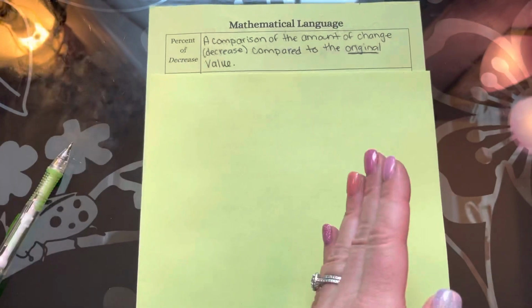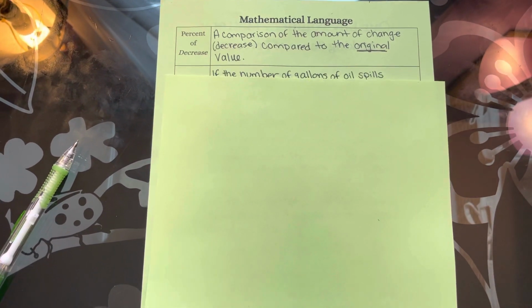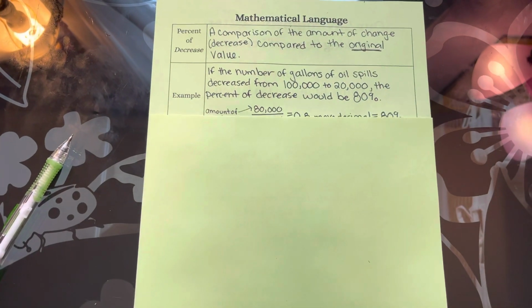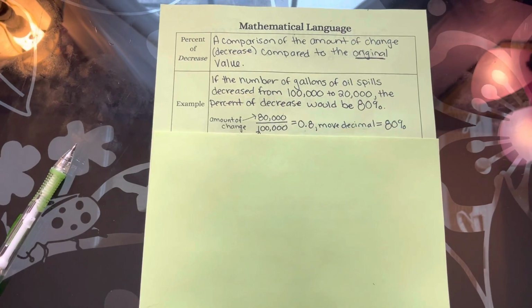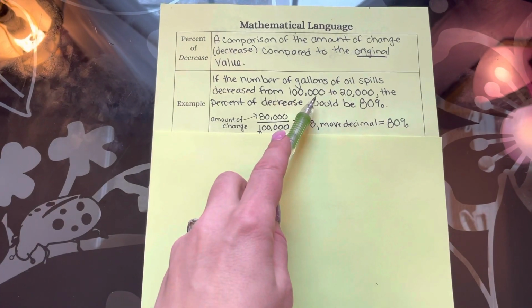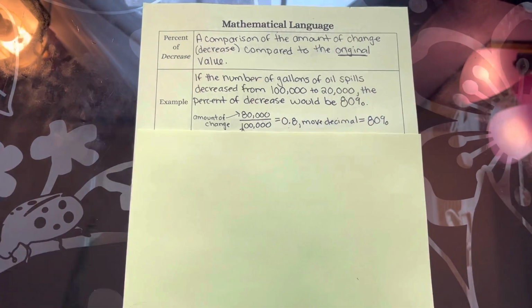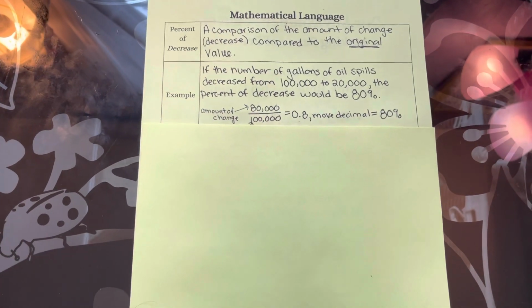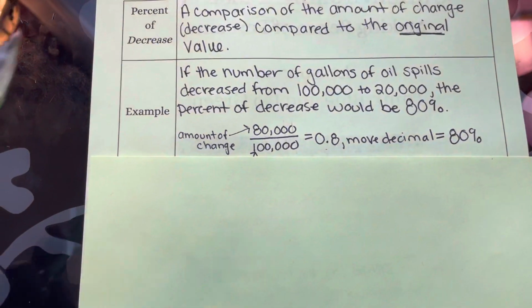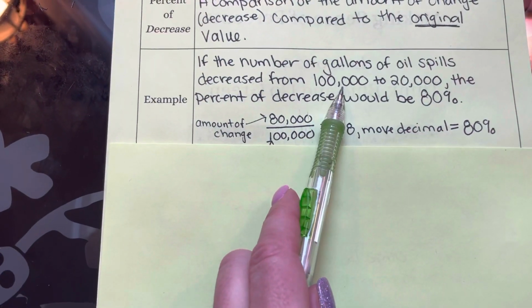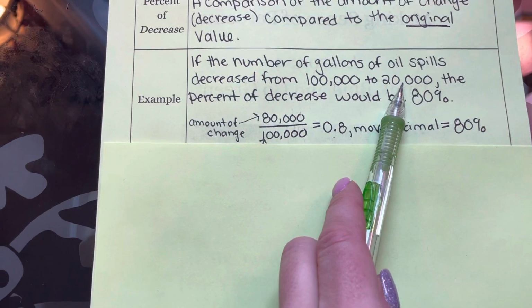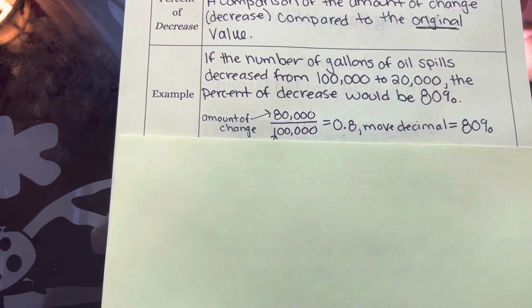The number went down. So our example is, if the number of gallons of oil spills decreased from 100,000 to 20,000, the percent of decrease would be 80%. Well, how did we get that answer? This is how. We know that the difference between 100,000 and 20,000 is 80,000.